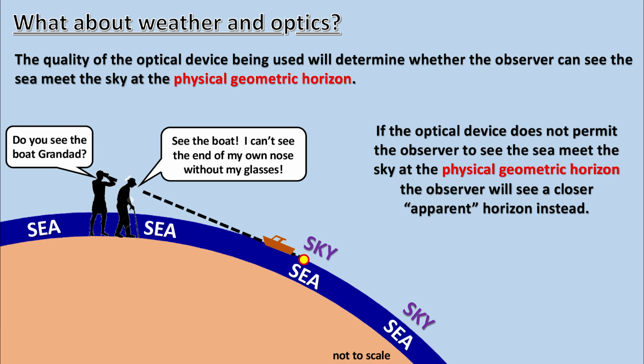The quality of the optical device being used will determine whether the observer can see the sea meet the sky at the physical geometric horizon. If the optical device does not permit the observer to see the sea meet the sky at the physical geometric horizon, the observer will see a closer apparent horizon instead.